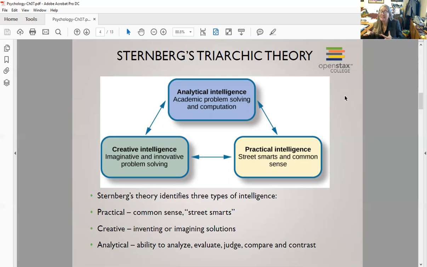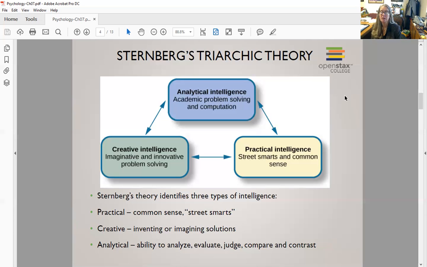We have practical intelligence, that's that street smart, common sense. Creative intelligence, our ability to innovate and be creative and imaginative and solve problems in unique ways. And then analytical intelligence, are we good at problem solving and math and computation? A lot of the SAT measures analytical intelligence.